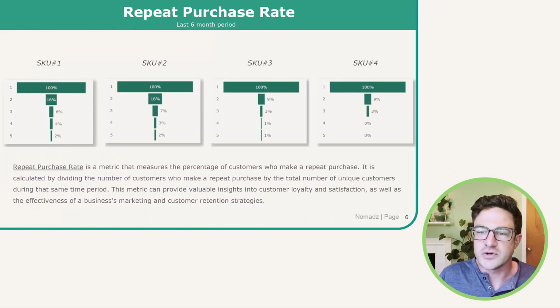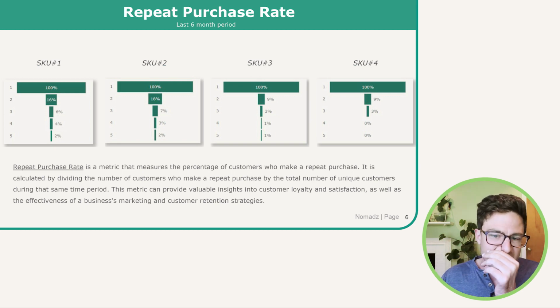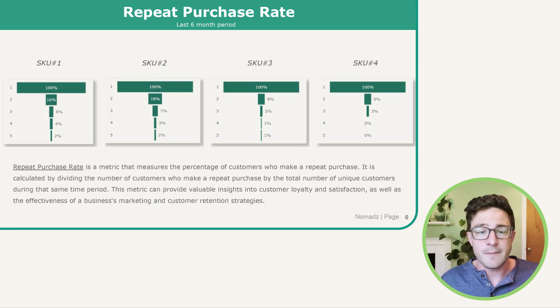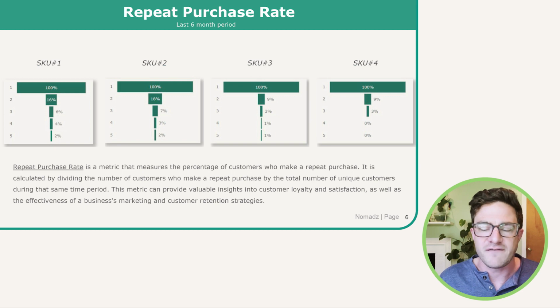So this is interesting too. This is something else we dive into. For sake of argument, we're going to focus on SKU 1 here. It's the best seller. So SKU 1, we're saying of the repeat purchasers, all of them buy it 100% of the time, right? Everyone who buys this product, who repeat purchases it, buys it 1% of the time. Then 16% of them buy it twice. 6% buy it 3, 4% buy it 4. So from 2 to 3 is a huge drop off for us.